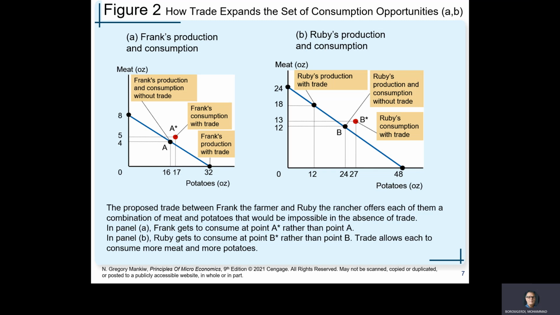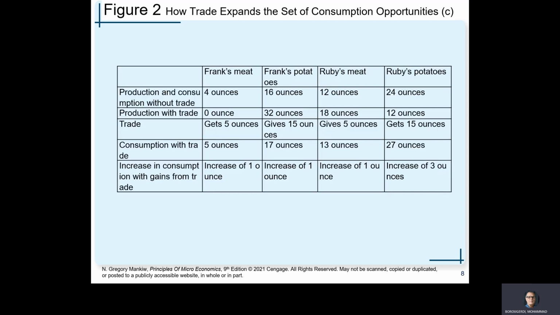All right. Now let's go one more here. This table tells you how much each of these parties gained. Frank gained 1 extra ounce of meat and 1 extra ounce of potato, and Ruby gained 1 ounce of meat and 3 ounces of potato. That's the gain from the trade. And check this table too. It's pretty straightforward. Now, let's look at here.